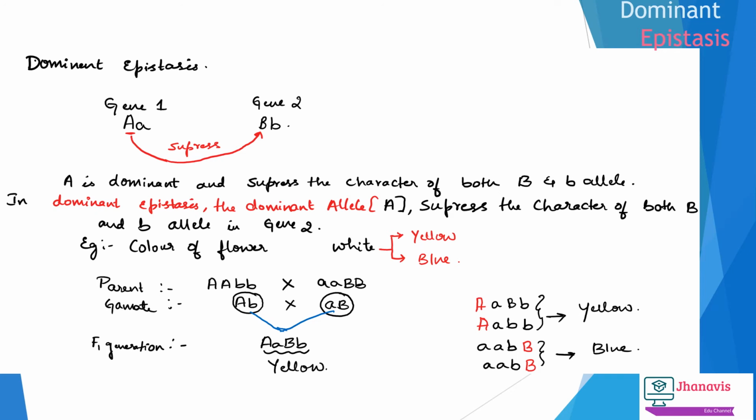So the F1 generation will be heterozygous, capital A, small a, capital B and small b. So the F1 generation will be yellow colored flower. Okay guys, next we are talking about the F2 generation. When we talk about the F2 generation, you should be very careful. We are crossing only F1 generation parents. Let us discuss about the F2 generation in the next slide.